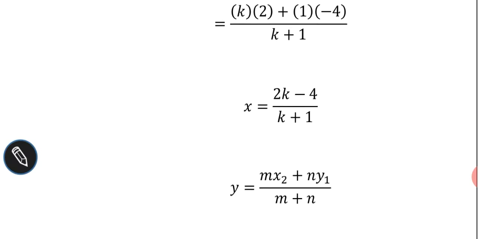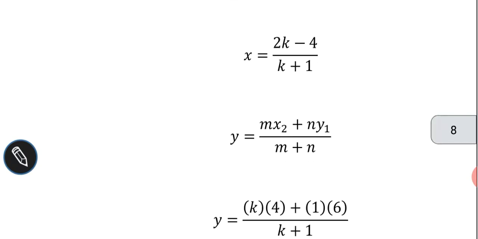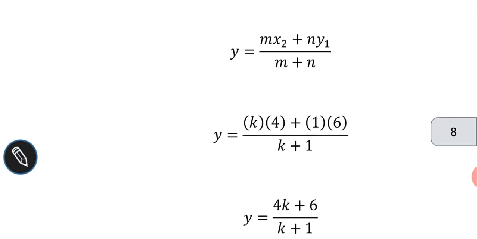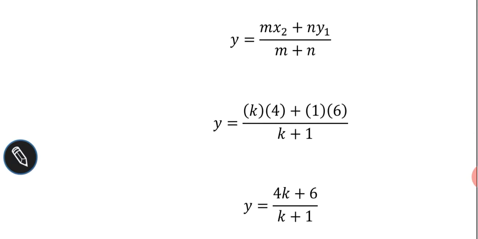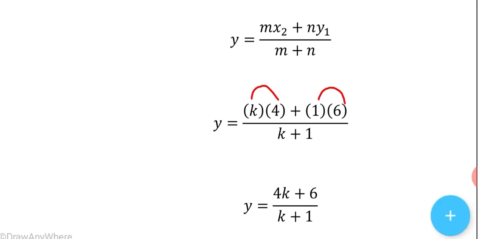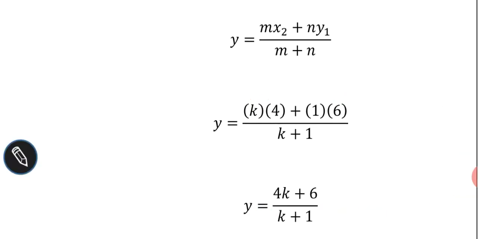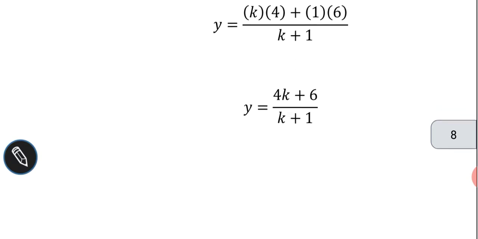Similarly, y is equal to (m y2 plus n y1) divided by (m plus n). Substituting the values, y is equal to (k into 4 plus 1 into 6) divided by (k plus 1). Simplifying this, we get y is equal to (4k plus 6) divided by (k plus 1).